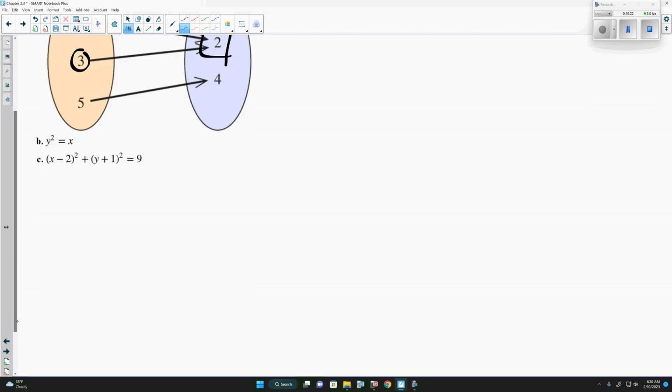How about letter B? Is y squared equal to x a function? What do we think? No. One of the easy ways I could say that we can determine if it's a function or not is trying to plug it into the graphing calculator, because I can't plug y squared equals x into the graphing calculator. I mean, we could. I could take the square root of both sides, which will tell me that y is equal to plus or minus the square root of x, yes?